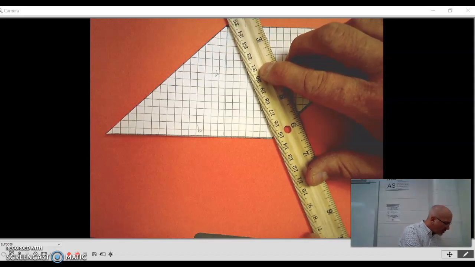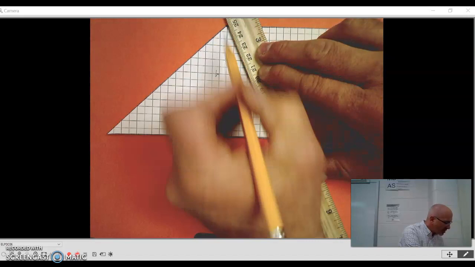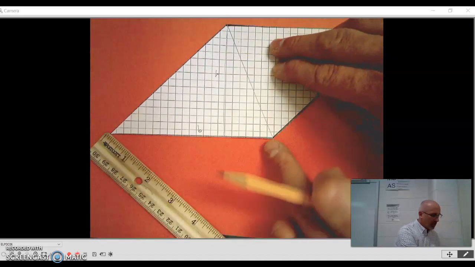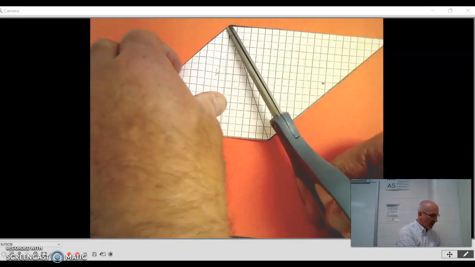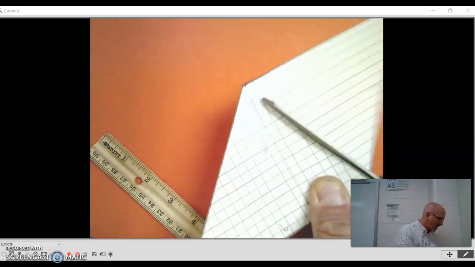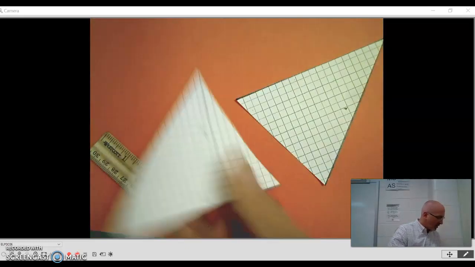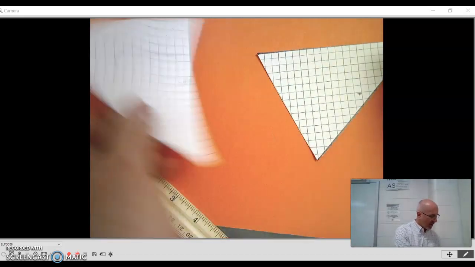I am going to connect these two for right now, just for you to see. I'm going to connect that. And then I am going to cut along that line. I connected those two opposite vertices. So I cut that. Look at what I did. I created two triangles.